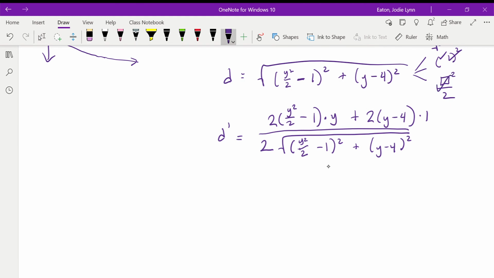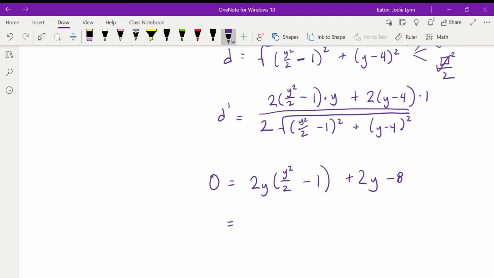So let's look at where this is equal to 0. This is 0 when the numerator is 0. So this is 0 when 2y times (y squared over 2 minus 1) plus 2y minus 8 is equal to 0.